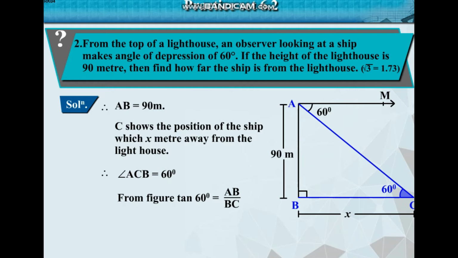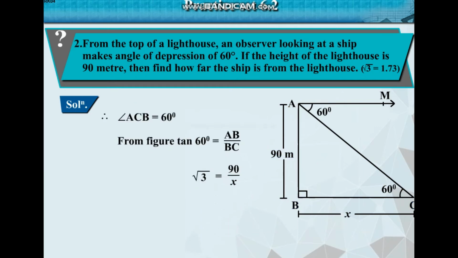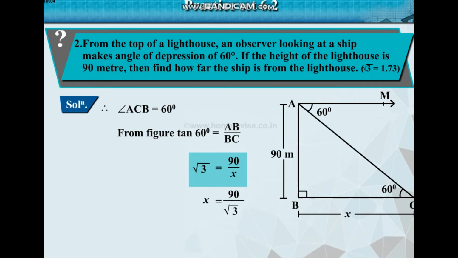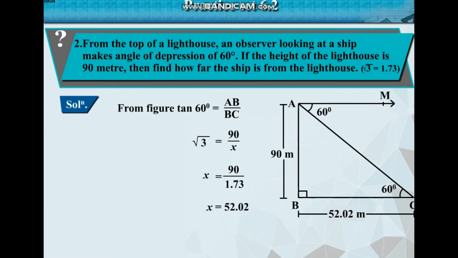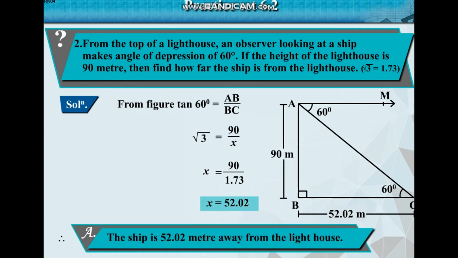From figure, tan 60 degrees is equal to AB upon BC. Root 3 is equal to 90 upon X. X is equal to 90 upon 1.73. X is equal to 52.02. Therefore, the ship is 52.02 meters away from the lighthouse.